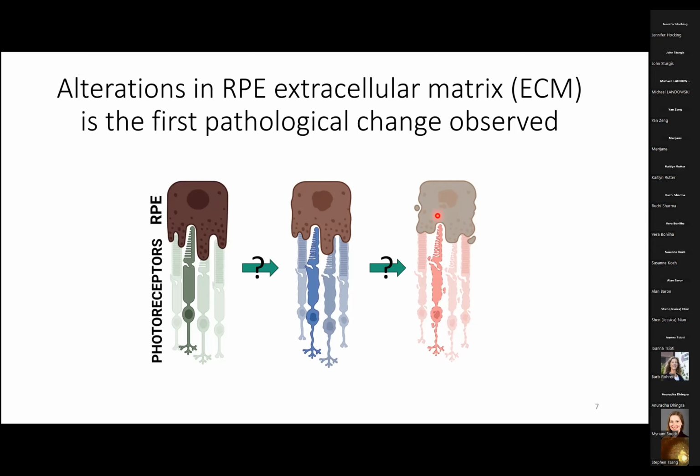So while the field is becoming fairly confident that RPE metabolic dysfunction is driving photoreceptors to die and vision to be lost, the cause of the metabolic dysfunction has yet to be determined. And since the turn of the century, it's been continuously reported that the first pathological changes that we see are within the RPE extracellular matrix. And this led me to wonder if the ECM disruption could be contributing to the metabolic dysfunction within the eye.